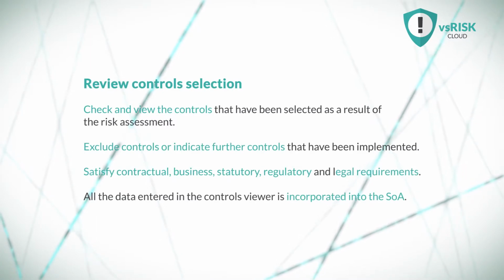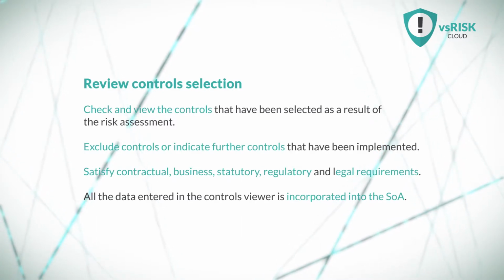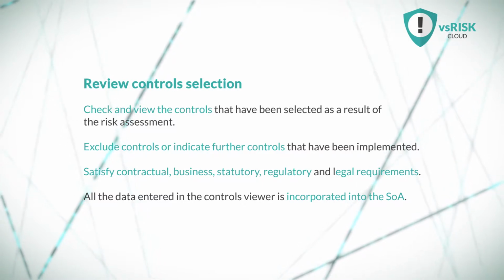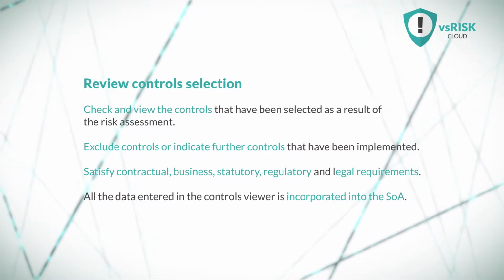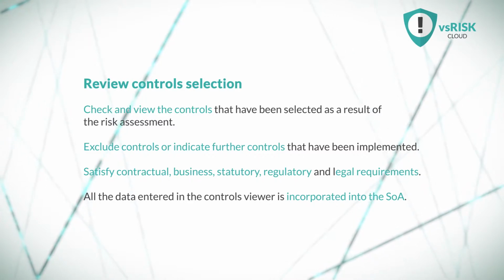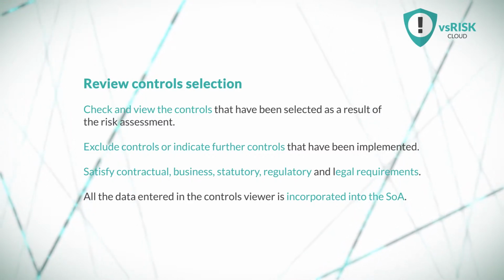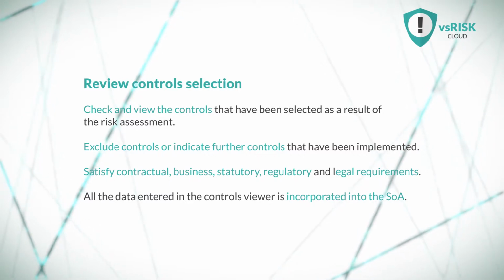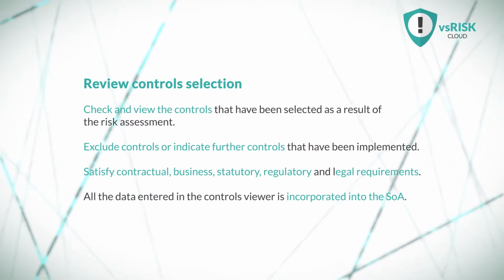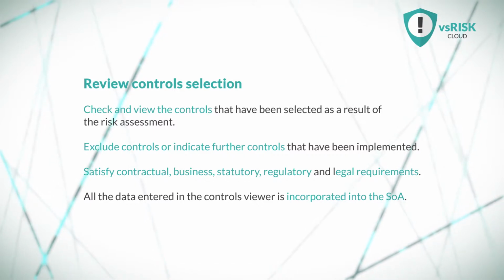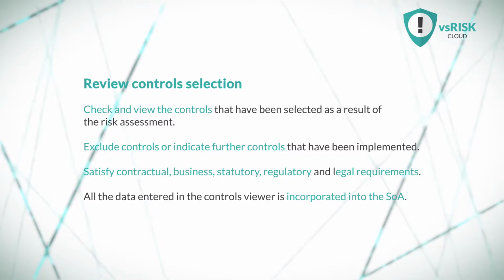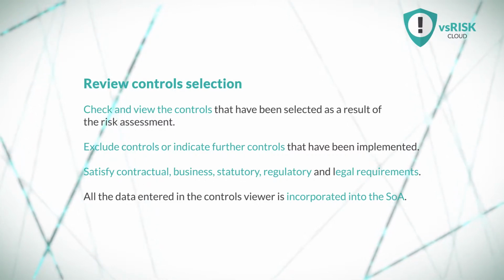Control reviews. Inside the Compliance Manager section of vsRisk, you are able to check and view the controls that have been selected as a result of the risk assessment. You are able to exclude controls or indicate further controls that have been implemented. You are then able to satisfy your contractual, business, statutory, regulatory, and legal requirements. All of this data is then entered in the controls viewer and then incorporated into the SOA or Statement of Applicability.